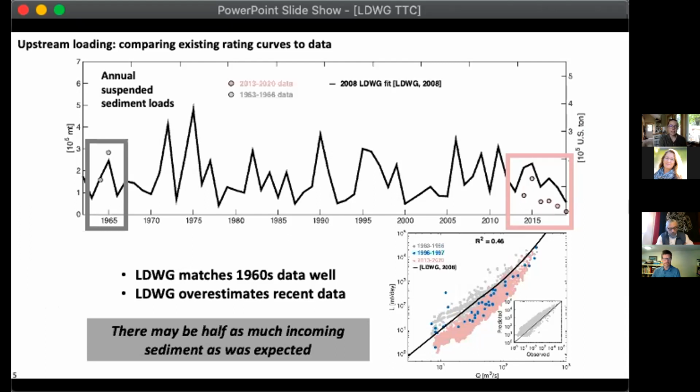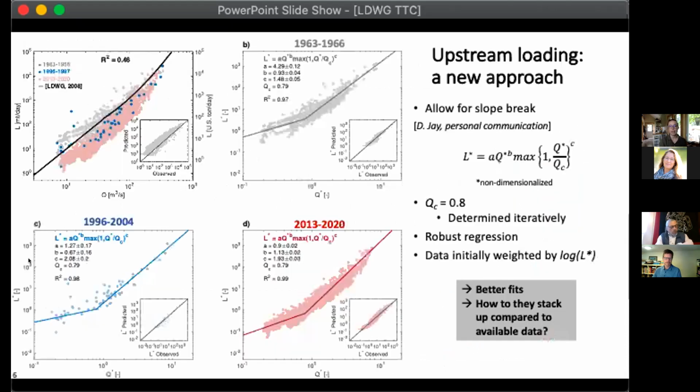And it's a tricky problem. How do you use those three data sets, which are sort of telling you different things, to develop a rating curve that matches the available data? The approach that I took was to develop a rating curve for each data set. And I used a method developed by David Jay at Portland State University that allows the slope of the rating curve to change rather than being strictly linear. So this allows the rating curve to fit the low flow data as well as the high flow data.